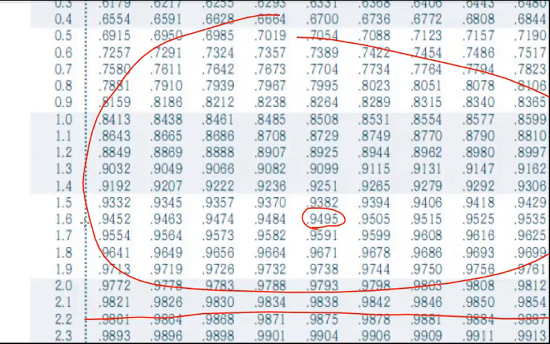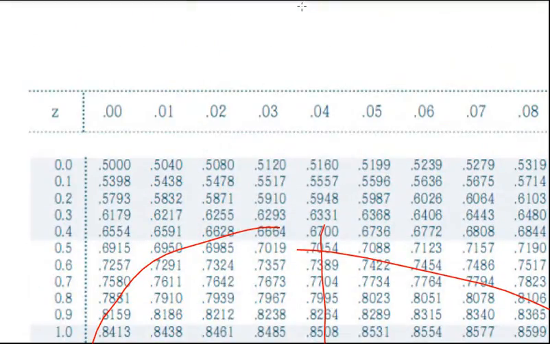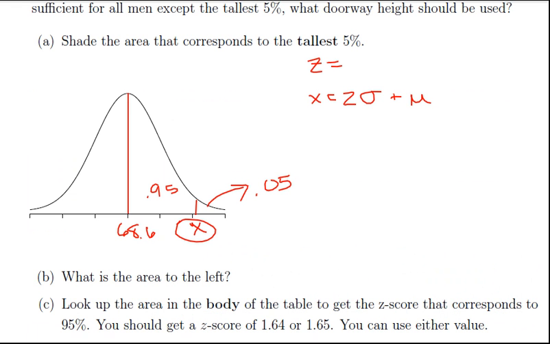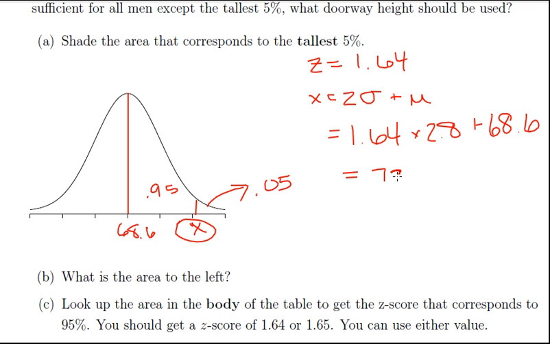Now I want to get the z-score, so I have 1.6, and this turns out to be 1.64 if I scroll up. 1.64. So my z-score is 1.64, and that's really all I need. Now I can use that formula to solve for x. So this is going to be 1.64 times 2.8 plus 68.6. And that's equal to 73.9.